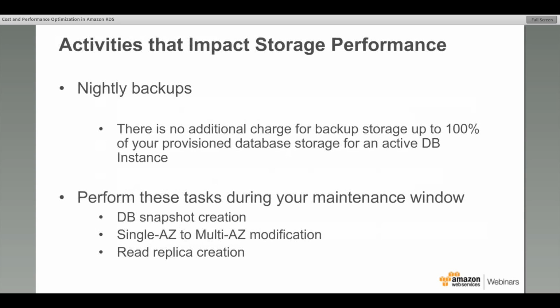So some things that impact storage performance, these are questions that we frequently answer for customers. Remember that when I'm doing my nightly backups, and just for a quick refresher for those of you not familiar with the backup window, when I launch an RDS instance, I specify a daily 30-minute backup window. Of course, that could be at night, or at the time of your choosing. But during that 30-minute window, your database is still online. It's still available to receive the full amount of transactions.